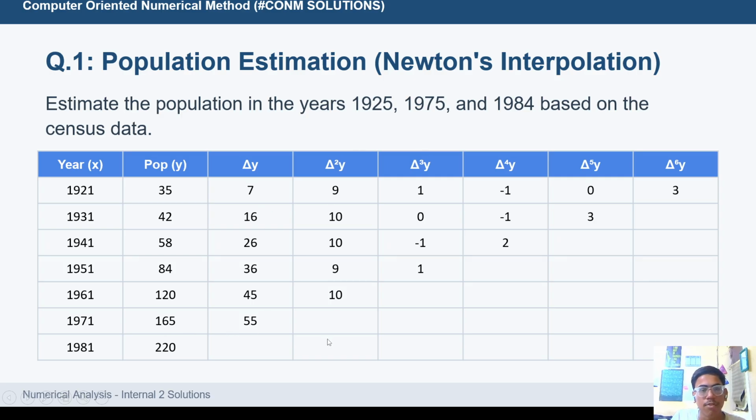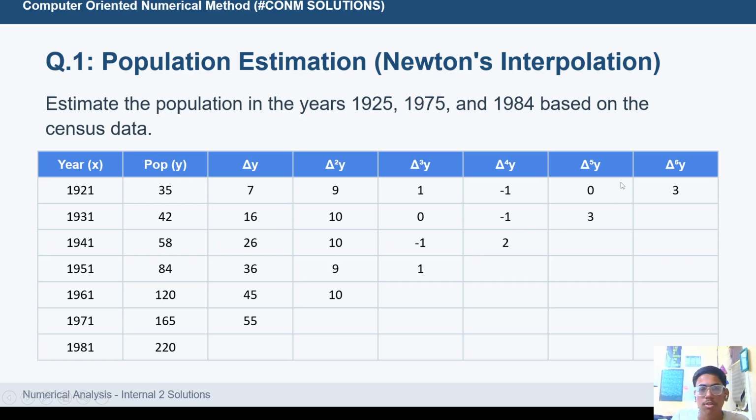Then we will form the second forward difference, that will be 16 minus 7 is 9, 26 minus 16 is 10, 36 minus 26 is 10, 45 minus 36 is 9, 55 minus 45 is 10. Then the third forward difference will be 10 minus 9 is 1, 10 minus 10 is 0, 9 minus 10 is minus 1, 10 minus 9 is 1. After that, we form the fourth forward difference, that will be 0 minus 1 is minus 1, minus 1 minus 0 is minus 1, 1 minus minus 1 is 2.